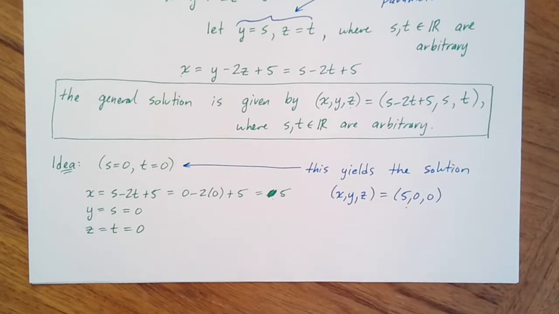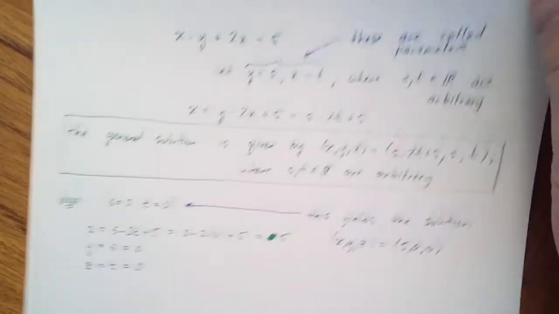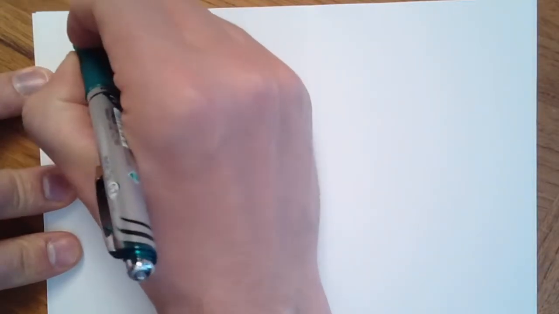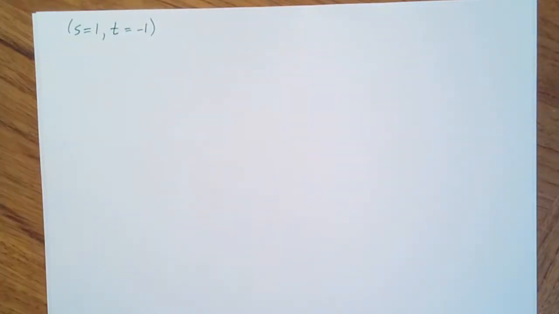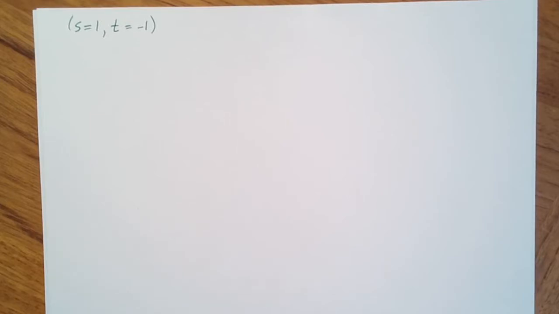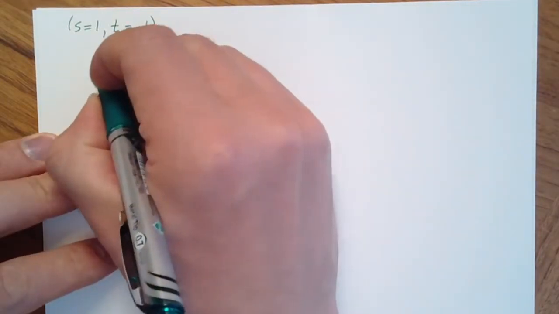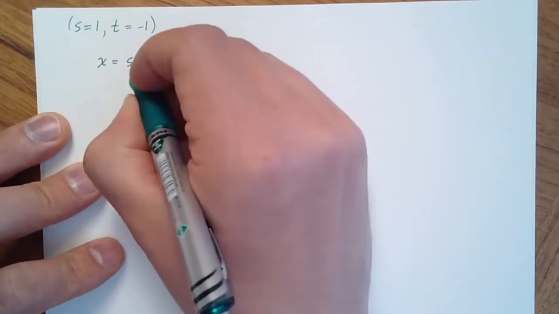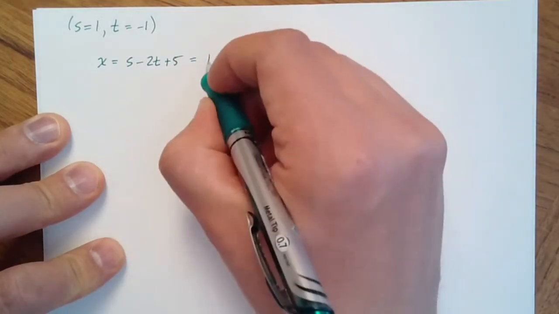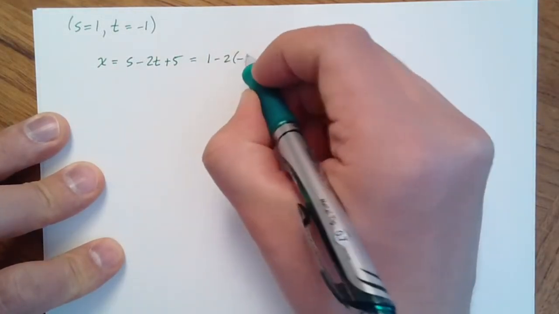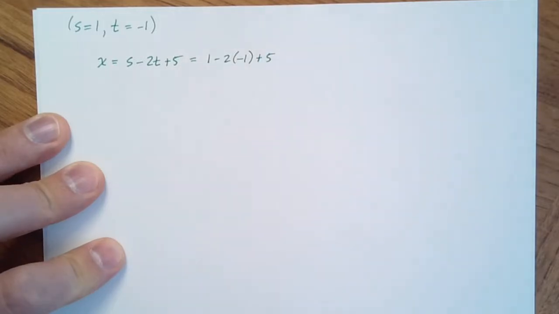But there's other solutions, right? What if I took a different choice of values? So how about we try s equal to 1, t equal to -1. That's another choice for parameters. There's endless choices for our parameters, but that's another relatively straightforward, simple choice. What would that give you? Remember that x was given by the formula s minus 2t plus 5. And if you plug those values in, you'd have 1 minus 2 times -1 plus 5. And what does that give you?